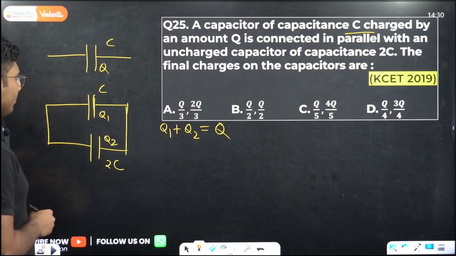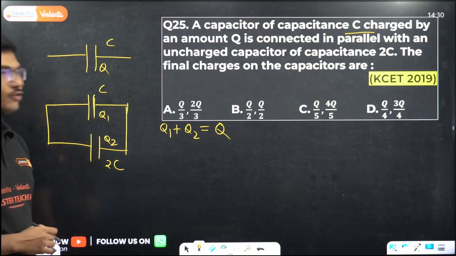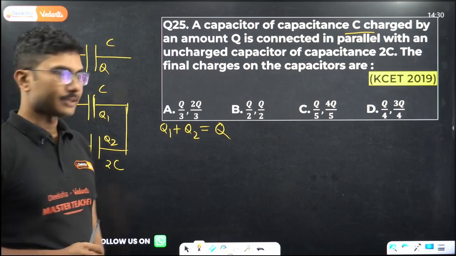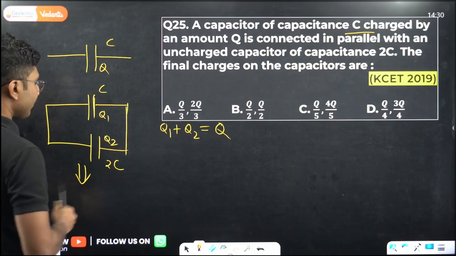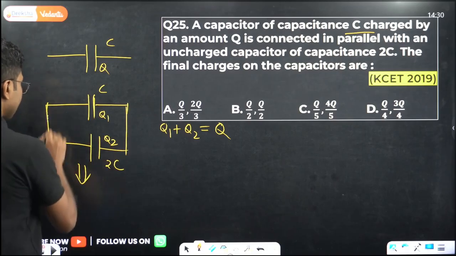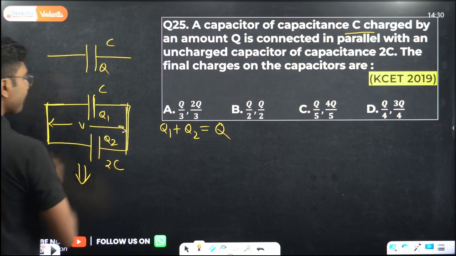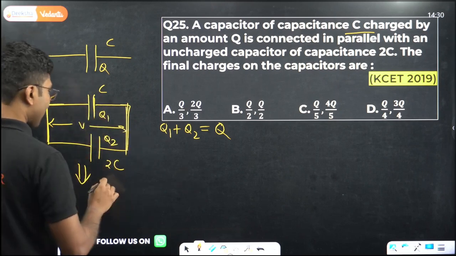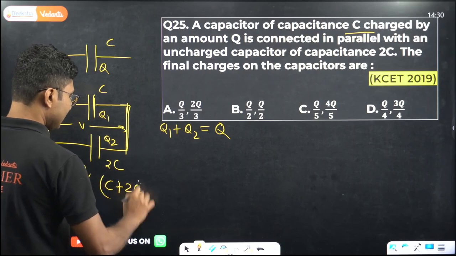Q is equal to. Now if you can find the equivalent capacitance of this combination, what will be the equivalent capacitance of this combination? So you can consider them to be connected in parallel. Obviously they are having the same voltage between them, because no other voltage is there. So they are connected in parallel. So equivalent capacitance will be C plus 2C, that is 3C.